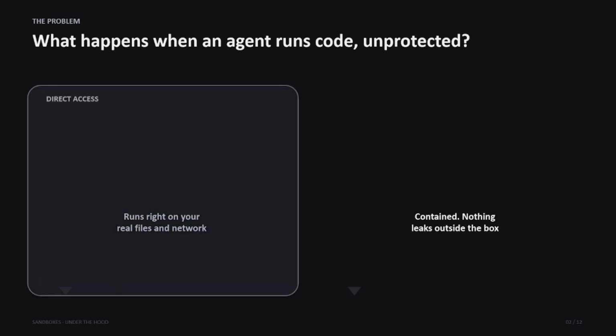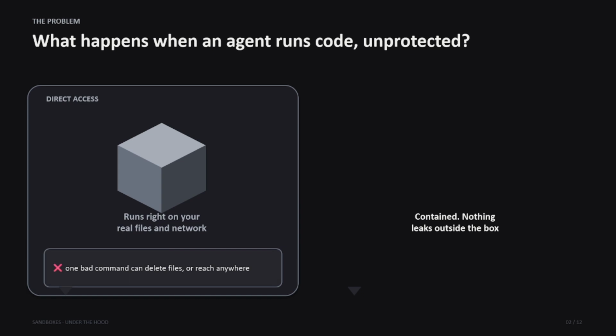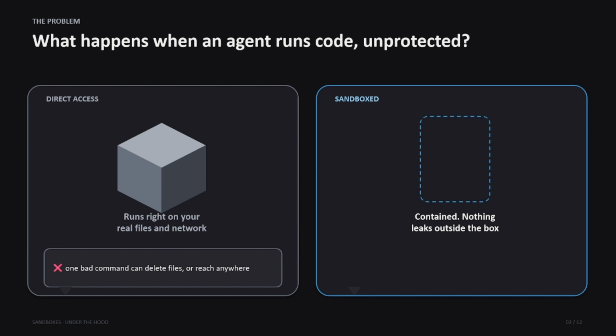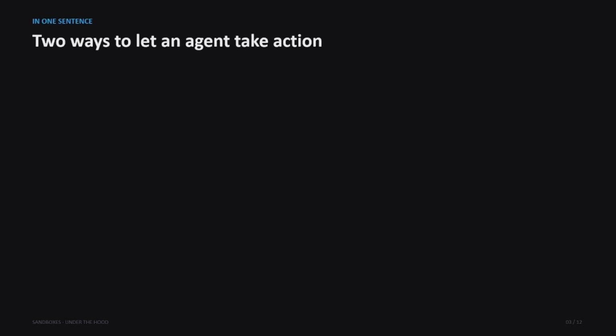The agent's code runs right on your real system. One bad command, and it can delete real files or reach anywhere on the network. A sandbox changes that completely. The agent still runs and it still acts, but whatever happens stays contained inside the sandbox. Let's define both in one sentence.